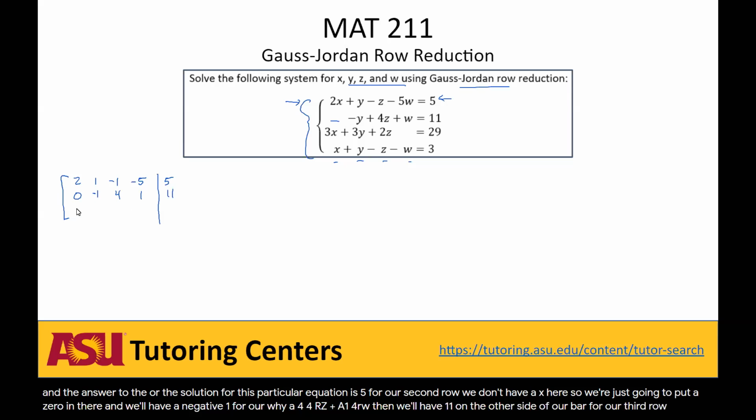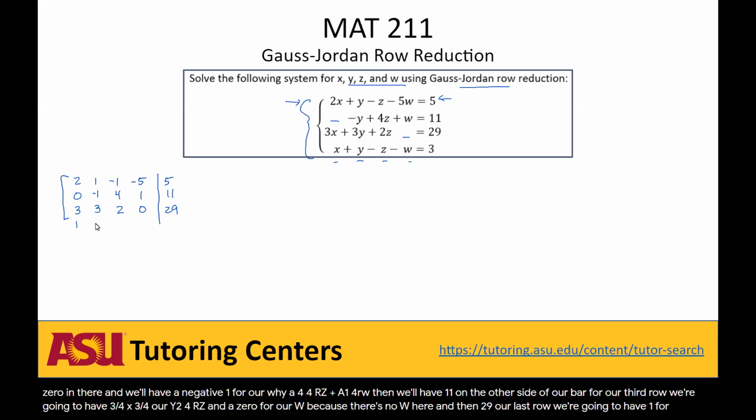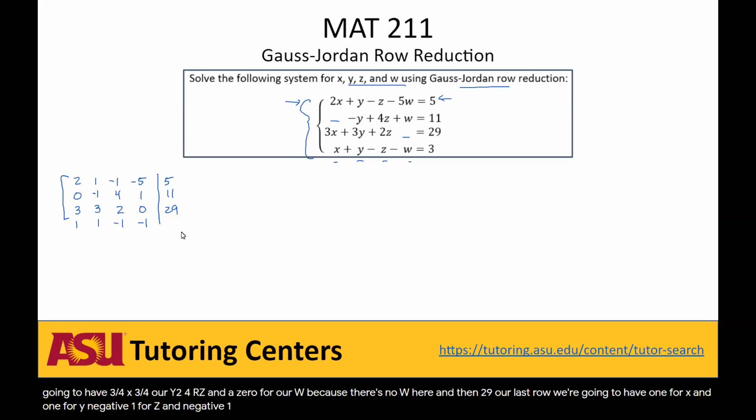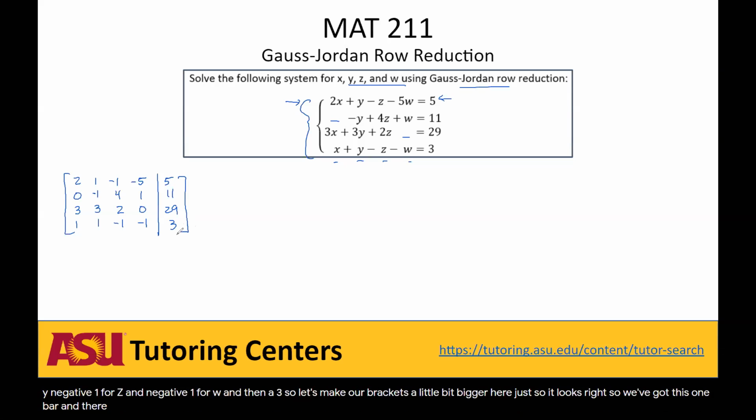For our third row, we're going to have 3 for our x, 3 for our y, 2 for our z, and a 0 for our w because there's no w here, and then 29. And then for our last row, we're going to have 1 for x, 1 for y, -1 for z, and -1 for w, and then a 3. So let's make our brackets a little bit bigger here, just so it looks right. So we've got this one, bar, and there we go.